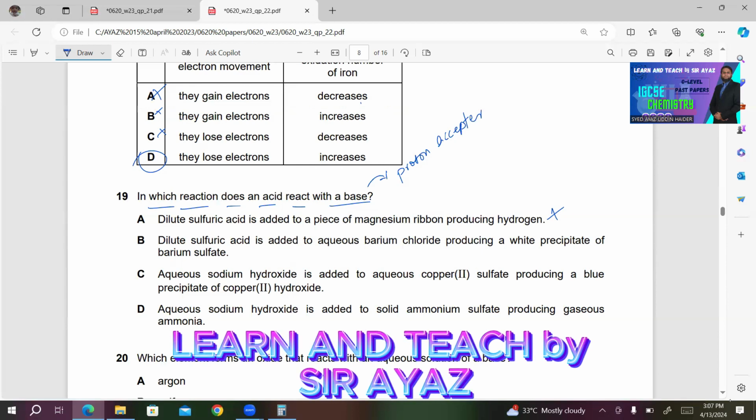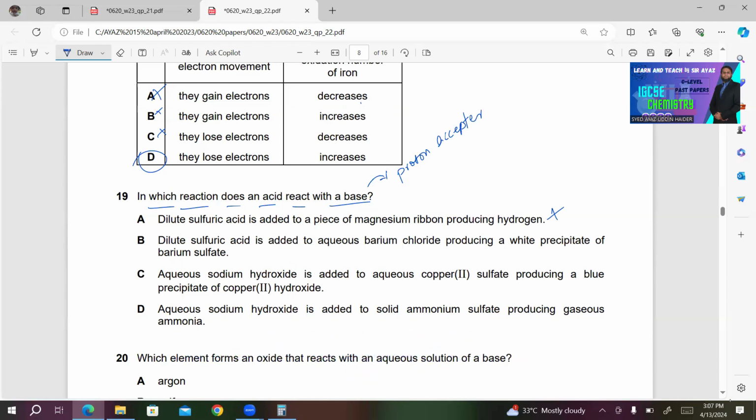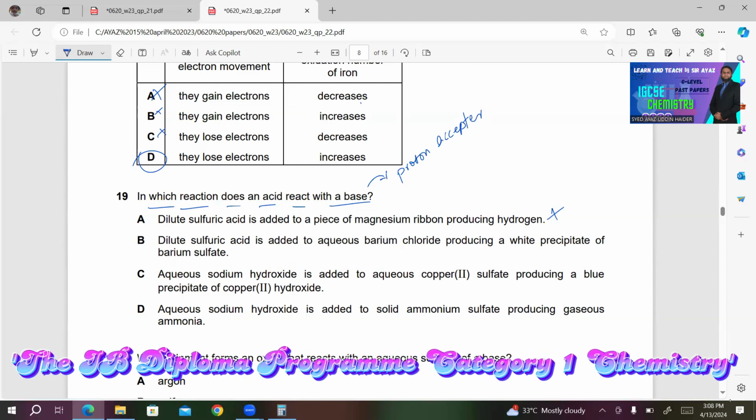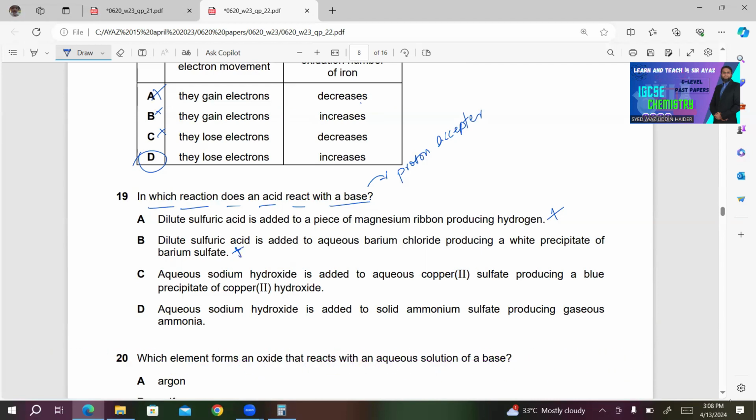What about B? Dilute sulfuric acid is added to aqueous barium chloride producing a white precipitate of barium sulfate. This is also incorrect. It's also again not accepting proton here. Well, if you look at this equation, it's also incorrect. What about C? In C, sodium hydroxide is added to aqueous copper 2 sulfate producing a blue precipitate of copper 2 hydroxide. It's not accepting proton. Only D is left, which is the right answer.